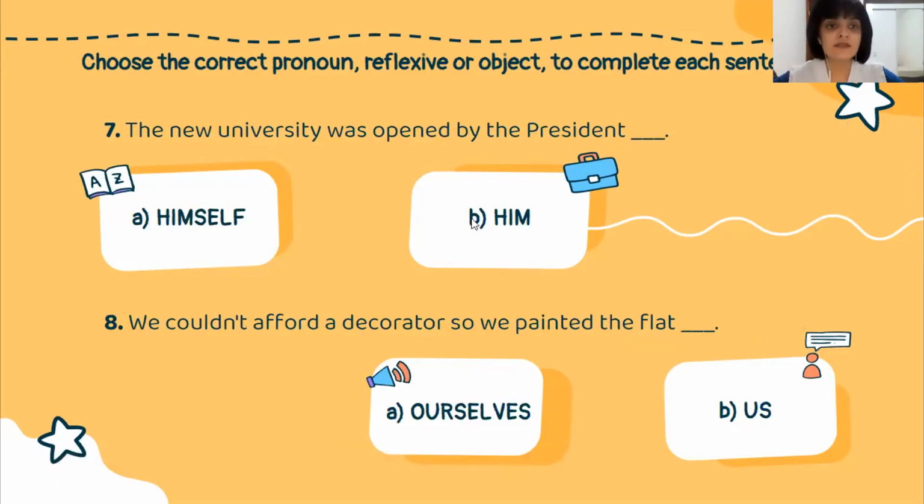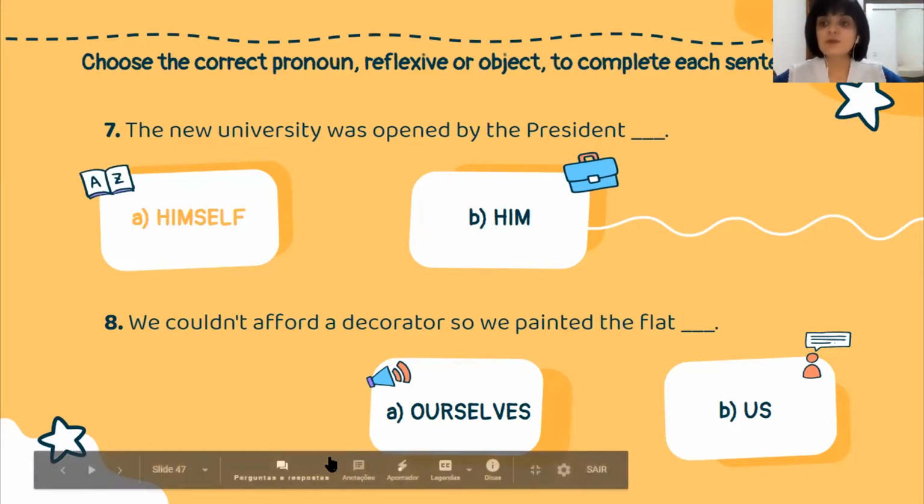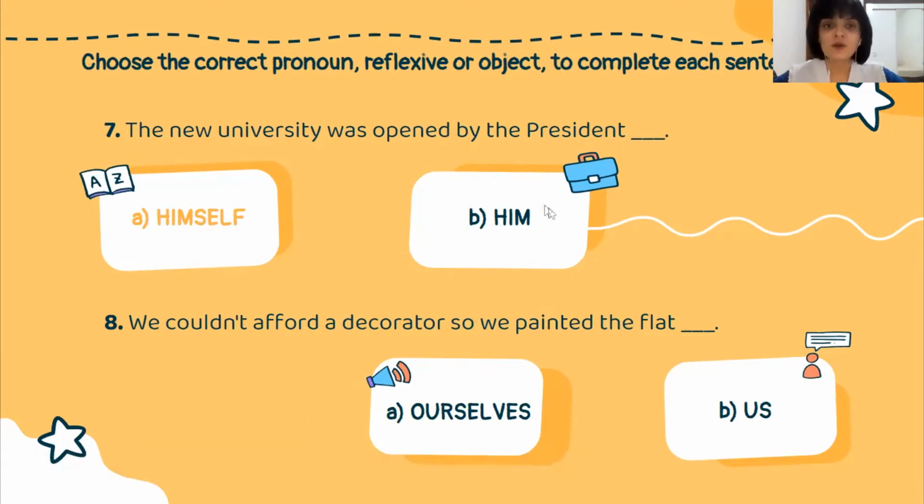Okay, now the seventh one. The new university was opened by the president. Which one? The president himself. Very good. Aqui, o pronome reflexivo está sendo usado para especificar quem fez essa ação, quem especificamente fez essa ação, né? Então, no caso, quem abriu a universidade foi o próprio presidente.